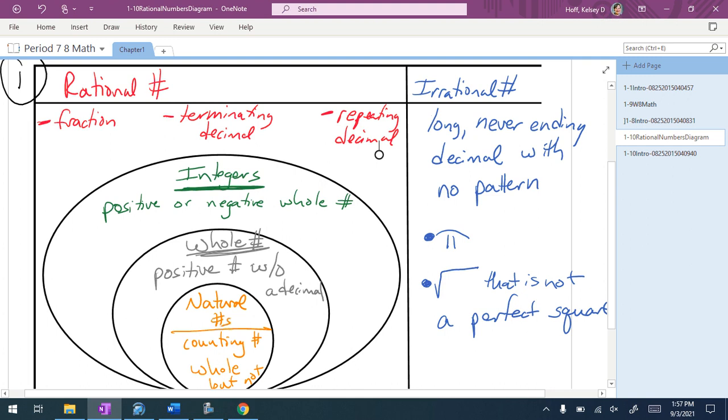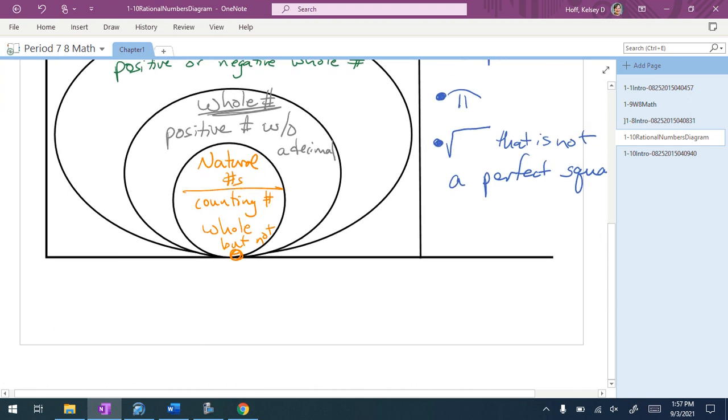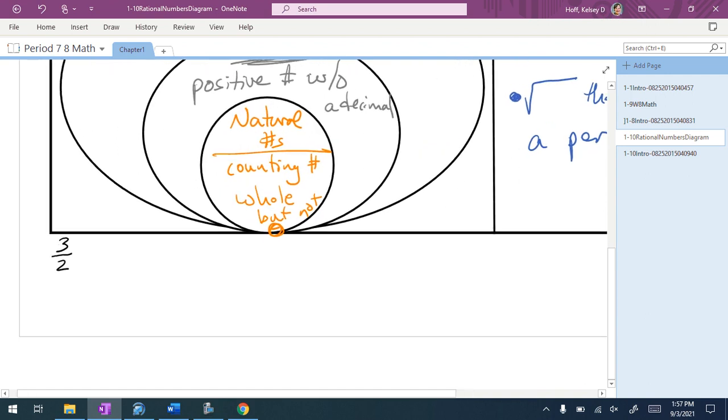All right. Strip at the bottom. Let's practice this. First number I'm going to give you, 3 divided by 2. The very first question you ask yourself is, rational or irrational? Why? Perfect. Rational because it's a fraction.